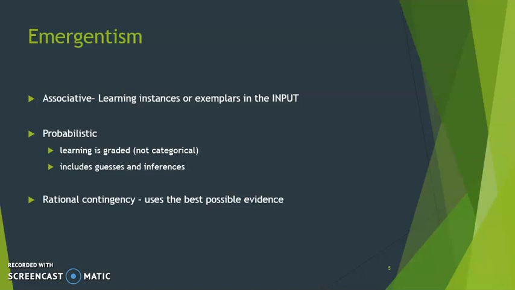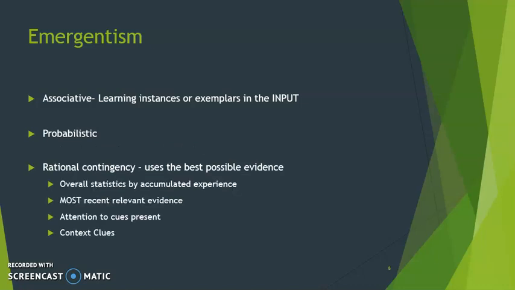And in the probabilistic, we don't just work on frequency, we also use guesses and inferences. We try to figure out what works in the language. And that brings us to the third one, rational contingency. We're going to use the best possible evidence as we're working on producing the language, understanding the language. We're going to use all the information available.